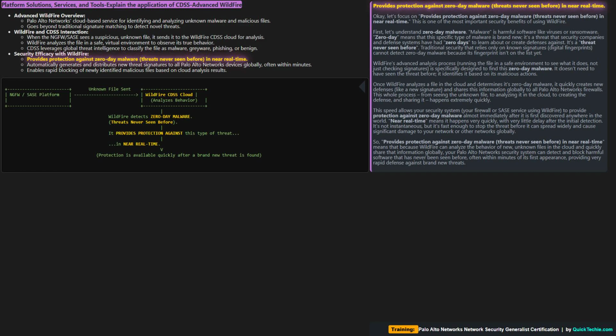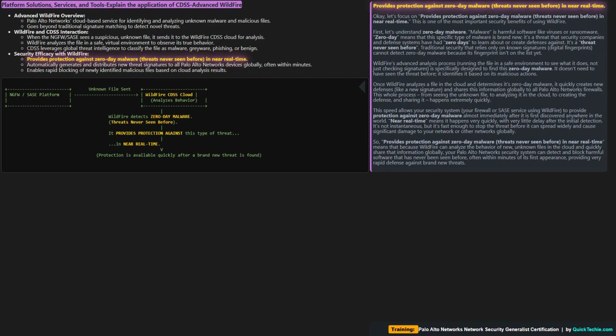Traditional security that relies only on known signatures, digital fingerprints, cannot detect zero-day malware because its fingerprint isn't on the list yet. WildFire's advanced analysis process, running the file in a safe environment to see what it does, not just checking signatures, is specifically designed to find this zero-day malware. It doesn't need to have seen the threat before. It identifies it based on its malicious actions.